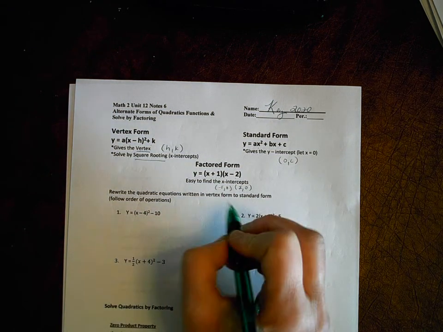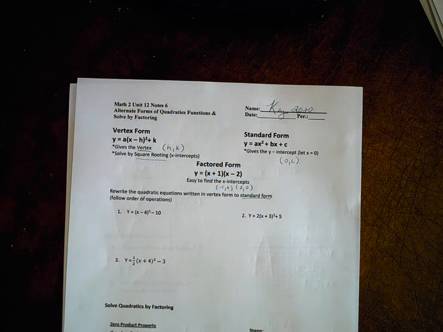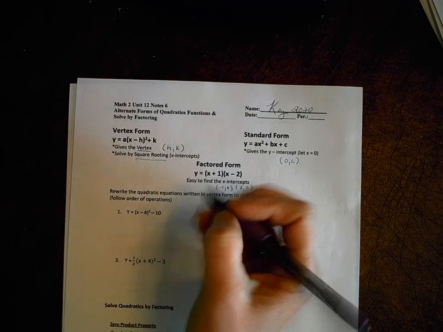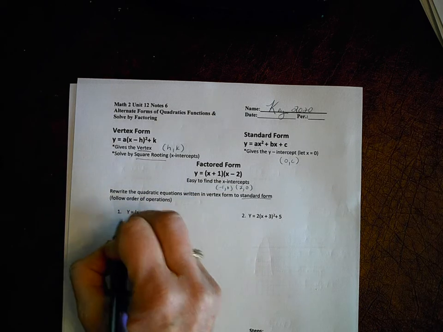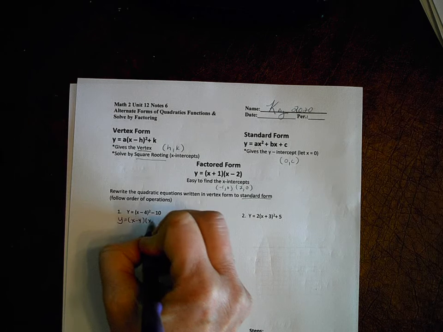Okay, let's first of all say, how are we going to rewrite this, which is in vertex form, to something in standard form? So how do we go from here to here? Okay, different than solving by square rooting. So what we're going to do is multiply this out. So order of operations, PEMDAS, you do parentheses and exponents first. So we're going to do this first. So we're going to do x minus 4 times x minus 4.